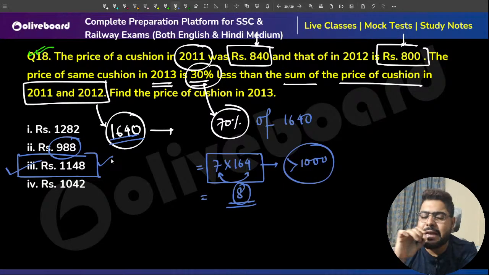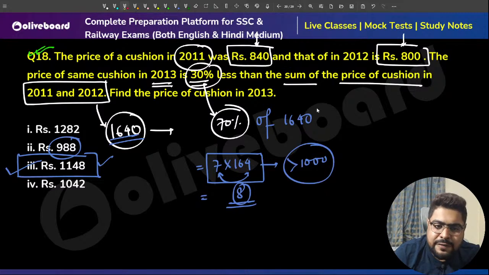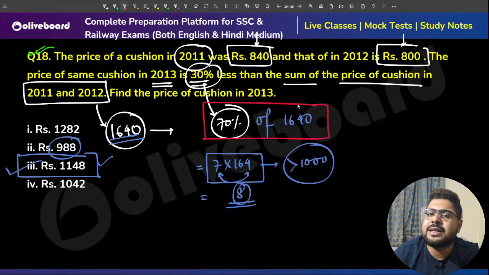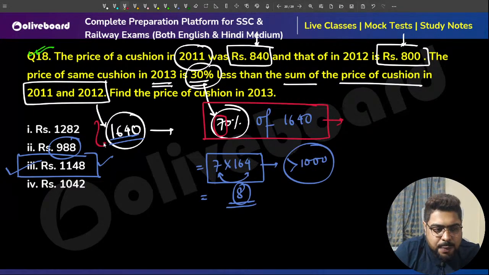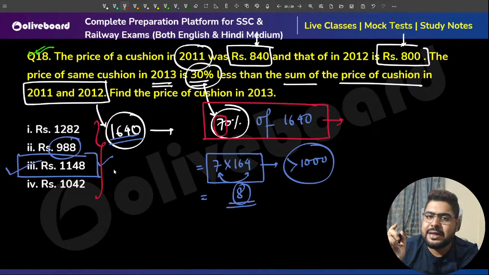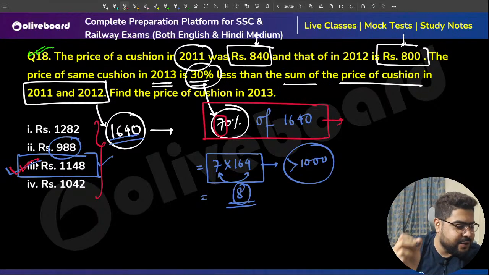Again, another way, if you don't want to calculate this, think, sir, it has to be a multiple of 7. So check the options. Which option is a multiple of 7? That way also you can find that this is the answer. By option checking, you can also do this.